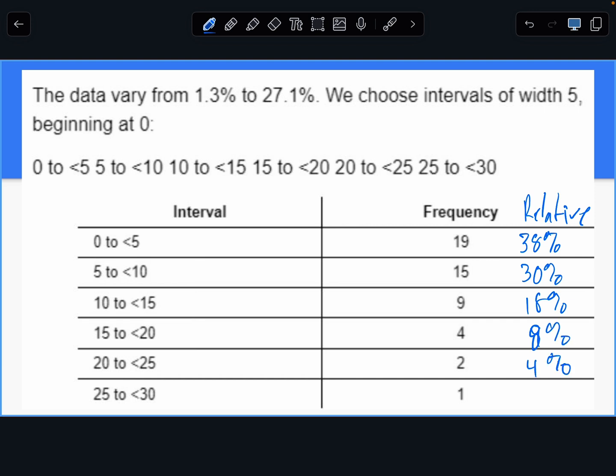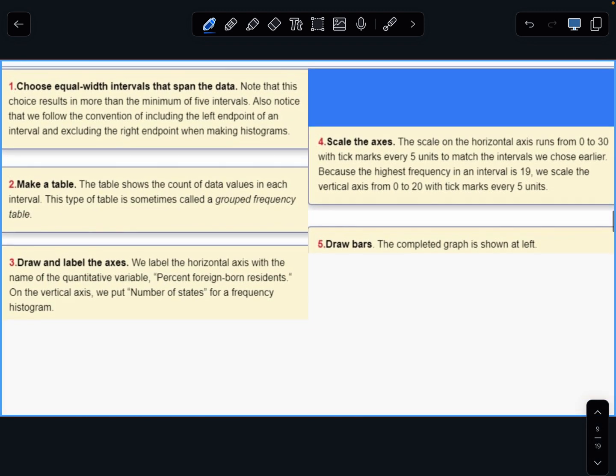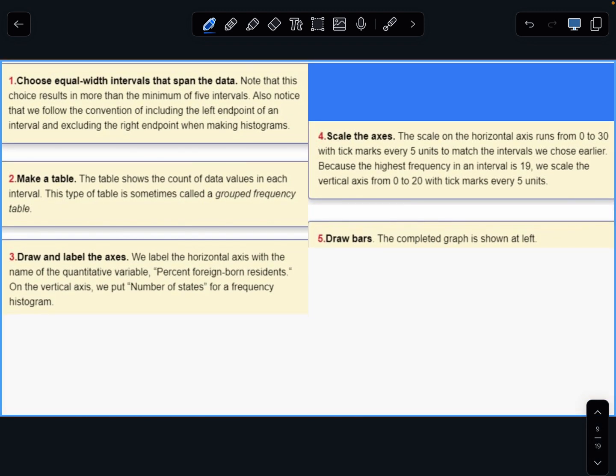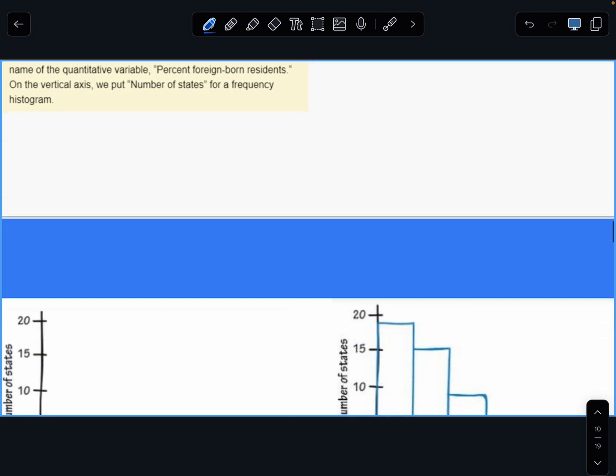4%. And 2%. Okay, so we can see that as a difference between frequency and relative frequency. Okay, now we follow the steps. Choose the equal width intervals that span the data. Note that this choice results in more than the minimum of 5 intervals. Also notice that we follow the convention of including the left endpoint of an interval and excluding the right endpoint when making histograms. Okay, we already made the table. We should now draw and label the axes, scale the axes, and draw bars.